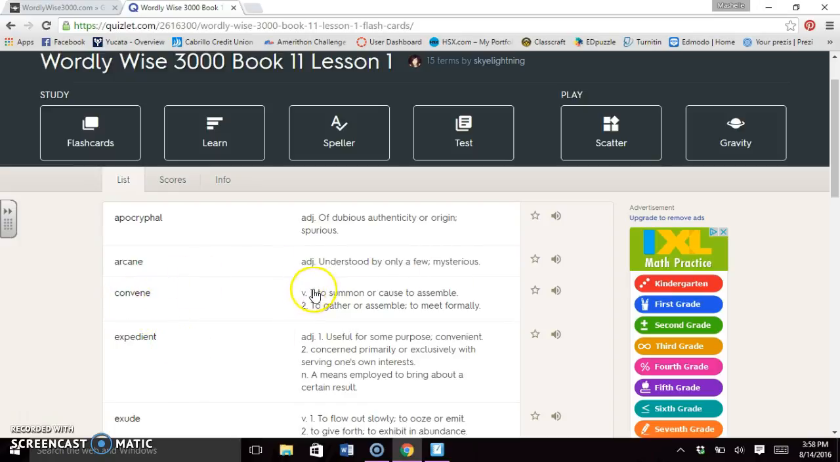Convene is a verb. It has two definitions, so you need to write both definitions. You do only need to write a sentence, though, for one of the definitions. You don't need to write a sentence for each definition. So the first one is to summon or cause to assemble. And the other one is to gather or assemble or to meet formally.